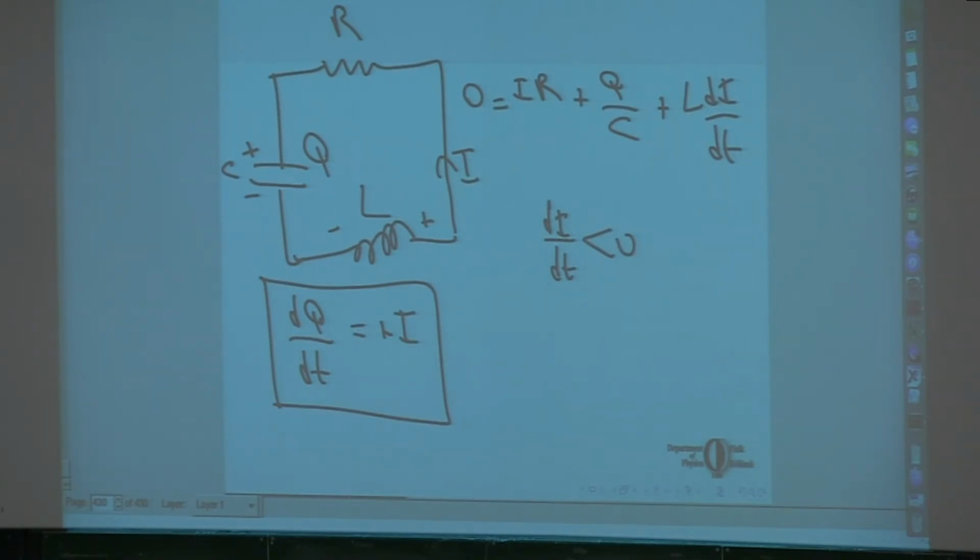So this is the equation that determines how the current changes as a function of time. Of course, you can replace the current here by this expression. The current is nothing but the derivative of the charge. So 0 will be equal to L d squared q by dt squared plus R dq by dt plus q over C.